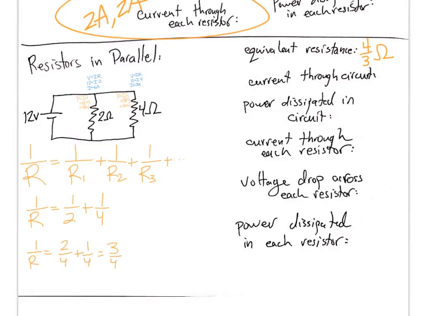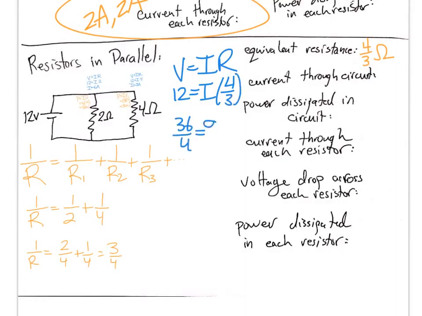Current through the circuit, we are plugging away. So let's see. V equals IR. Our voltage across the circuit is 12 volts. Current is what we're looking for. Our resistance is 4/3 ohms. More fraction practice. Looks like 36 over 4 is 9 amps. Notice how that is a lot more than the current in the previous example up top, right? Less resistance, more current. That's how it works.